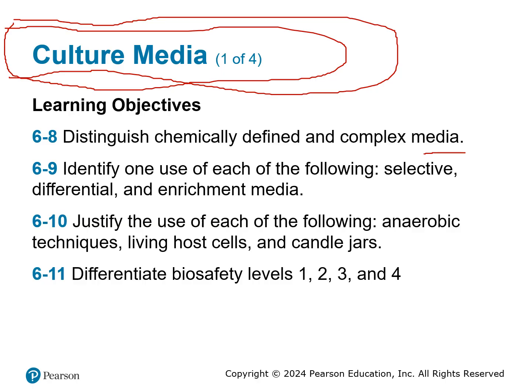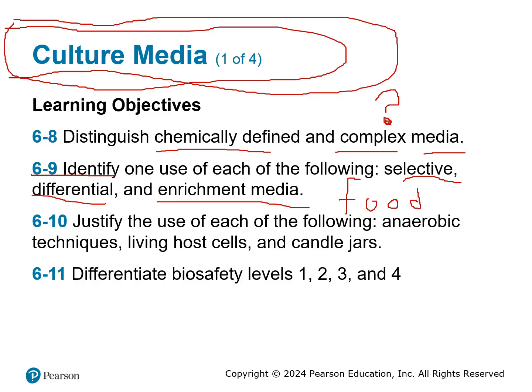Okay, so we have different types of media to grow different types of microbes, chemically defined or complex. Complex means we don't really know exactly what's in it. Chemically defined, we know exactly what is in it. All right, so we have different types of media: selective, differential, and enrichment media. And then, this is the food, right? Basically speaking, this is what type of food we are going to give it to grow it.